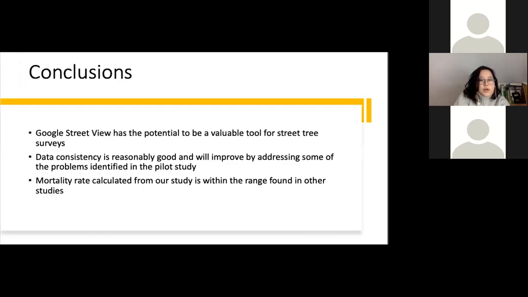The most important conclusion from the study is that Google Street View has the potential to be a valuable tool for street tree surveys. We believe the data consistency is likely to be very good if the problems identified in the pilot study are addressed in the future studies. The mortality rate calculated from our small pilot study is within the range of previous studies, although with a large uncertainty.